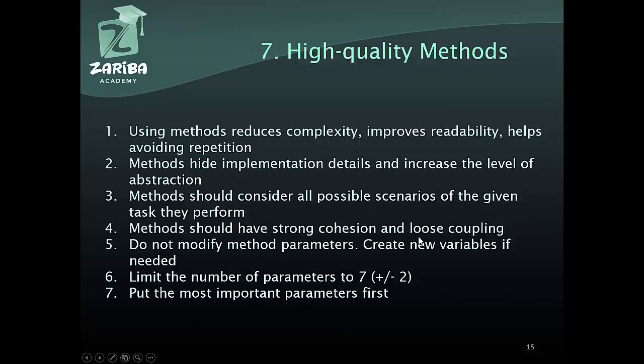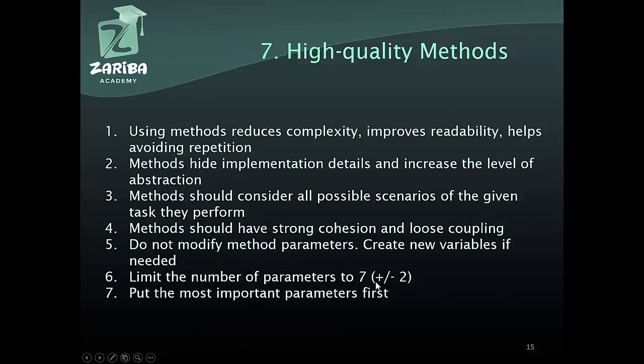Methods should consider all possible scenarios of the given task they perform. I won't give an example here. You will see it in a bit. Methods should have strong cohesion and loose coupling. This thing I've mentioned millions of times. Just try to keep your classes and methods separated, and they should perform a single well-defined task. Do not modify method parameters. Create new variables if needed. This will become clear as well in a bit.